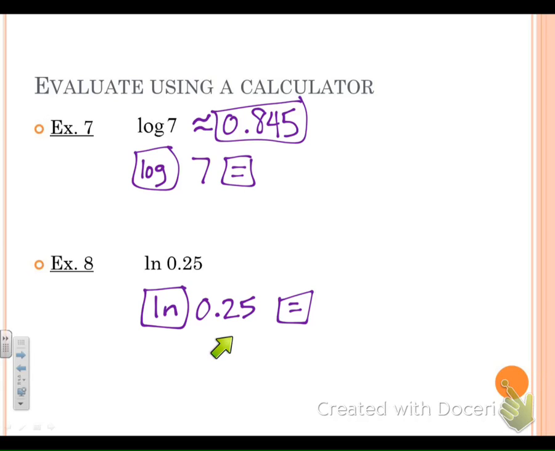So be aware of that. If you're not getting the right answers, you might have to be a backwards kind of person. So you have to put 0.25 and then hit your natural log. You have to hit 7 and then hit your log. But we should be getting -1.386 in this example. So please pause, make sure students are getting it.